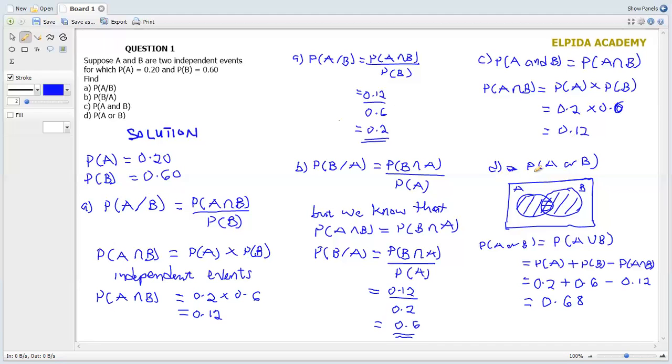D, probability of A or B is equal to probability of A union B. A and B is A intersection B. A or B is A union B, which is the probability of A plus probability of B minus intersection, which gives us 0.6.